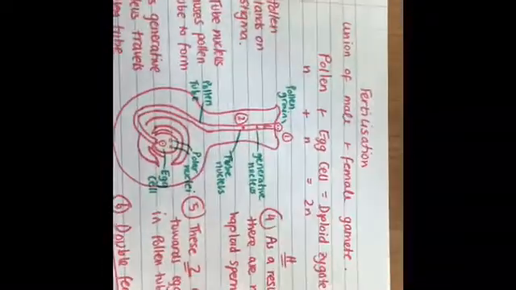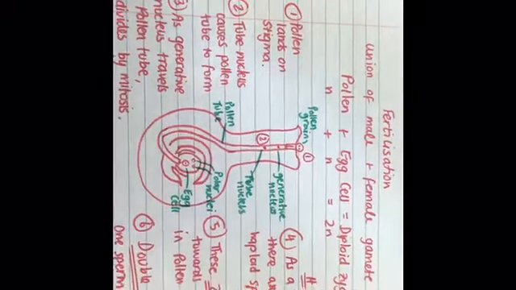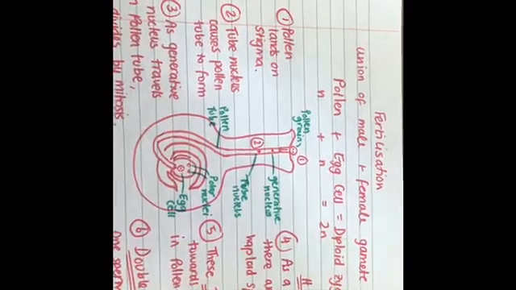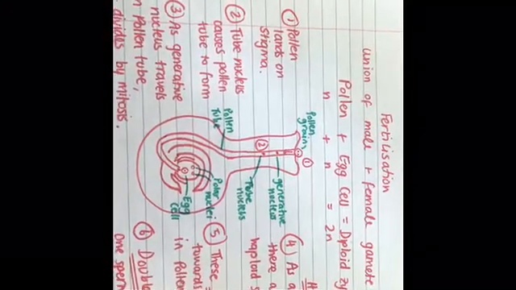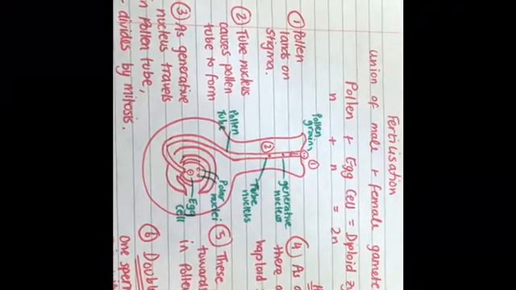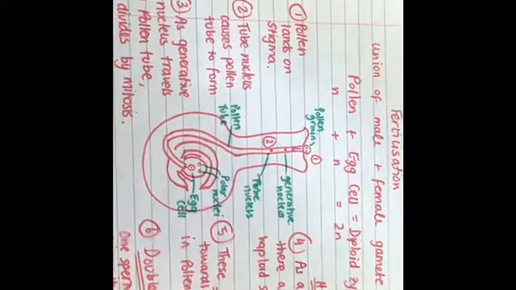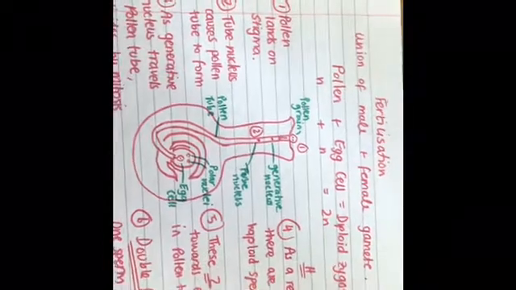So what happens after this point? When we're talking about pollination, why does pollination occur? The pollen needs to get to the carpel to try and fertilise the egg that's inside the carpel.